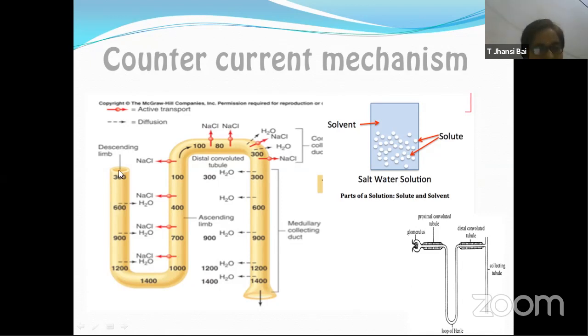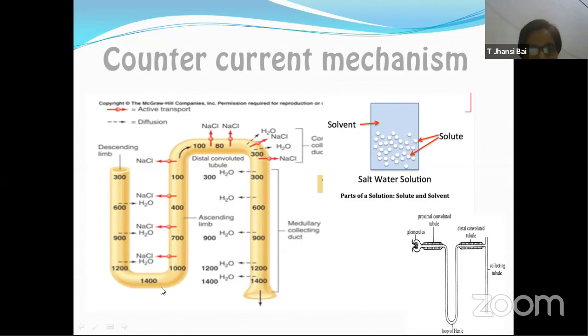But as water keeps moving down, this is the loop of Henle that we are talking about. When the nephric filtrate moves down, water comes out, it is reabsorbed, and I told you the reason just now. When water is reabsorbed, the number of solute particles keeps on increasing because the solvent, water, is coming out. So here initially you find 300 solute particles, then the number increases to 600, 900 and 1200. And slowly here it is 1400.